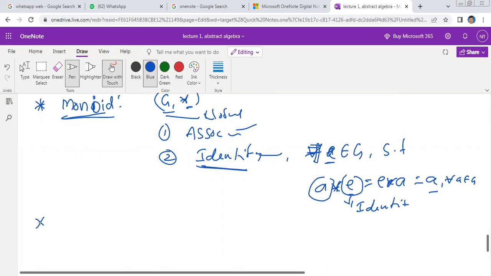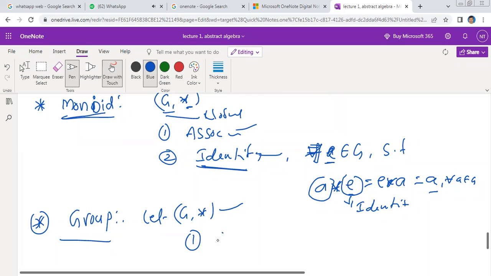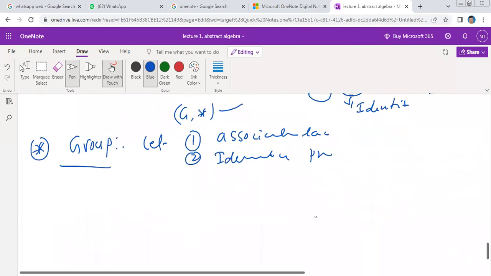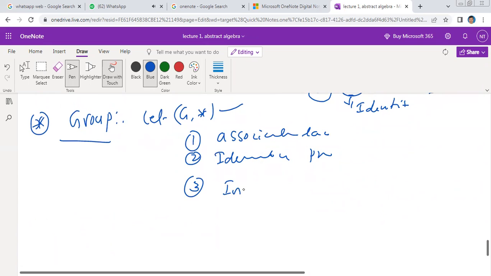Finally, then the group definition. When defining a group, let G comma star be an algebraic structure. Algebraic structure means closure property by default. If it is satisfying associative property, associative law, next identity property, next inverse property. These three properties are satisfied.